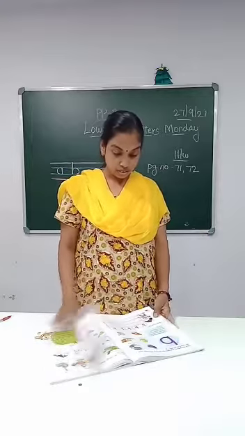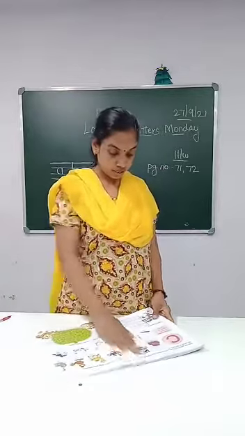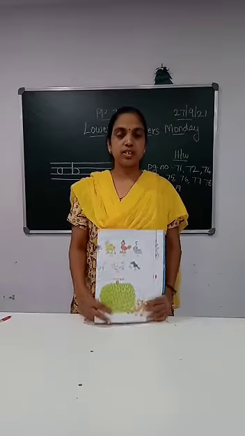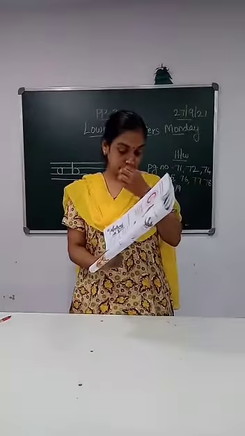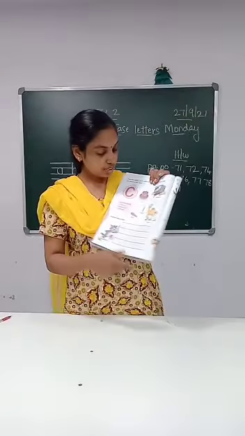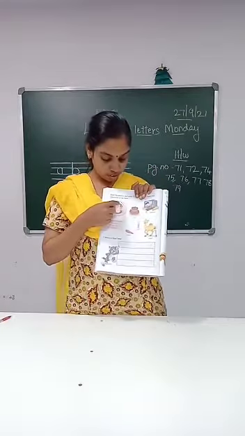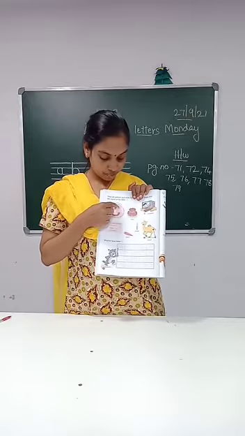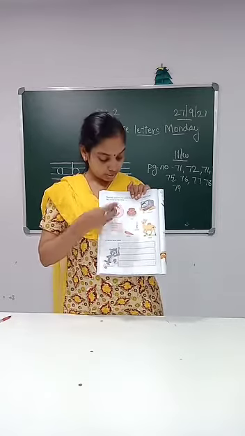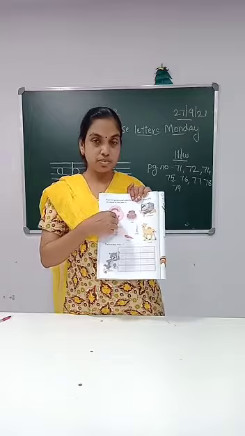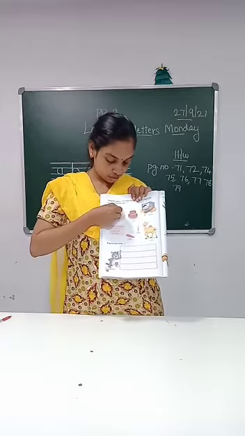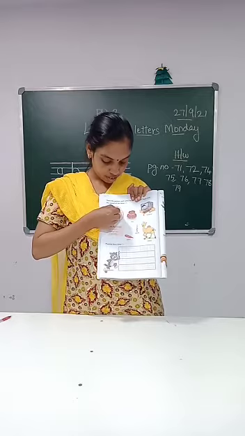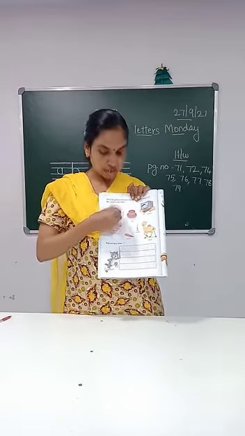Okay, children. So the next page will be letter C. Now turn to the next page, page number 78. Letter C. So first you will trace with your finger: left curve, letter C. Left curve, letter C. And then you will trace four to five times with your index finger, and then you will trace on this. Left curve, letter C.